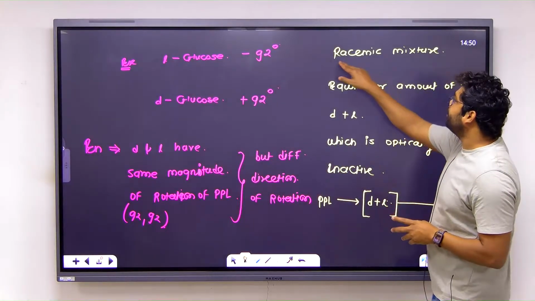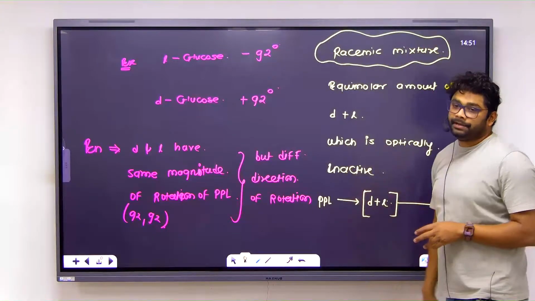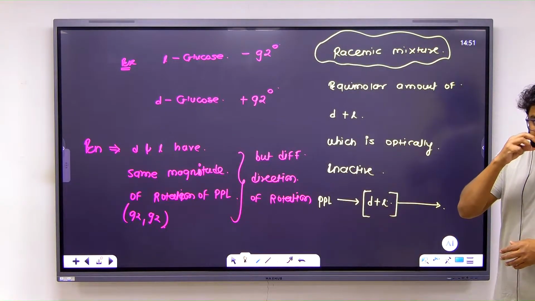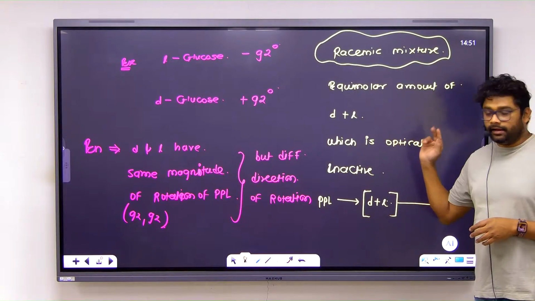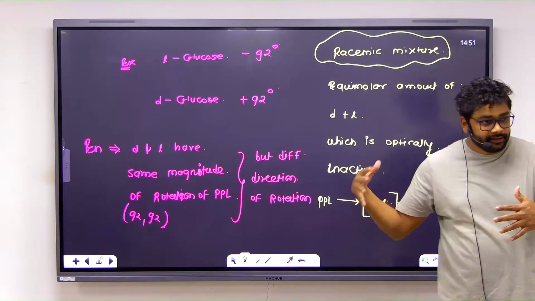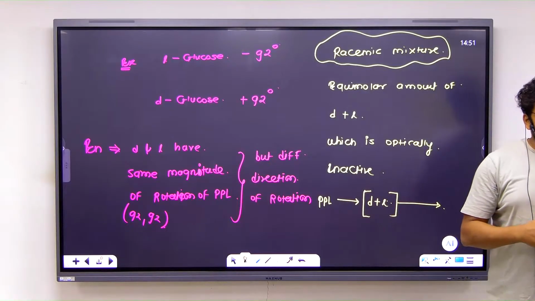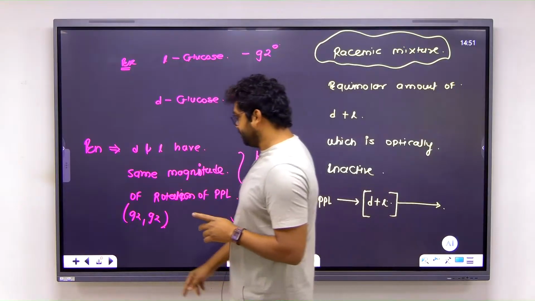Look at another definition called the racemic mixture. What do you mean by racemic mixture? The equimolar amount of D and L, which is optically inactive. Why? Dextro cancels the levo and light passes straight, and that's why it is optically inactive.